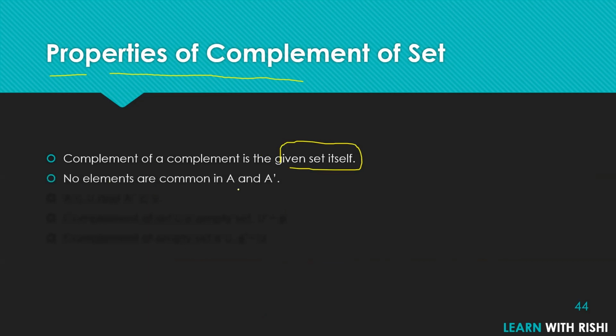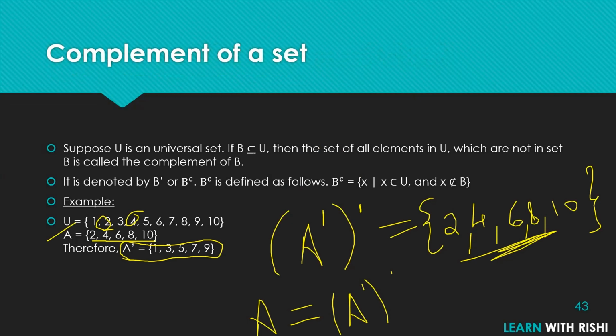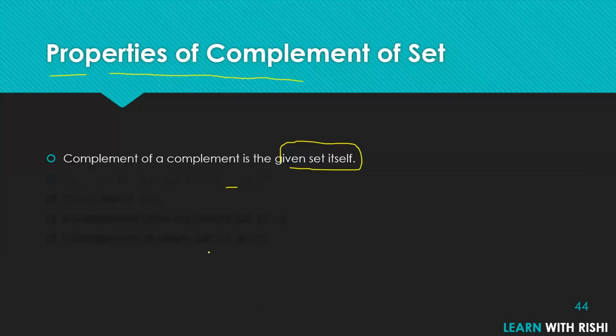No elements are common in A and A complement. As you can see in this example, in A we have 2, 4, 6, 8 and 10. In A complement we have 1, 3, 5, 7 and 9. Can you see any element common here? No, because A complement itself says that we have to take such elements which are not present in set A. So therefore no elements are common in A and A complement.